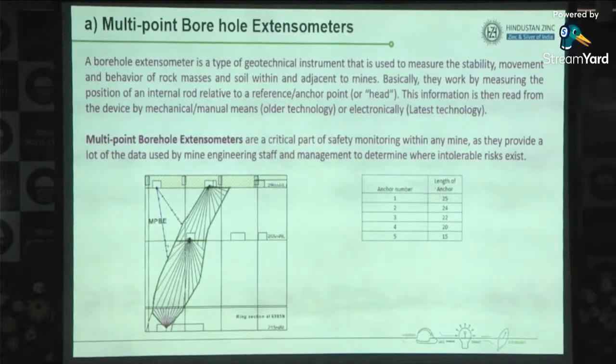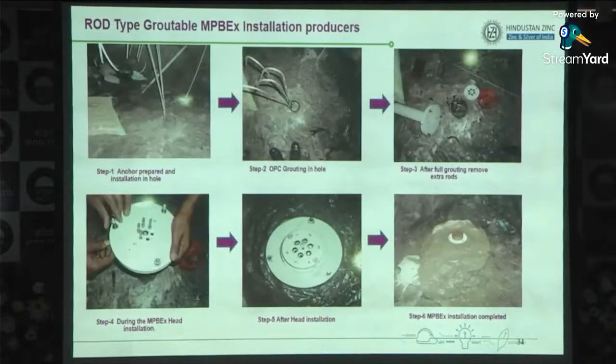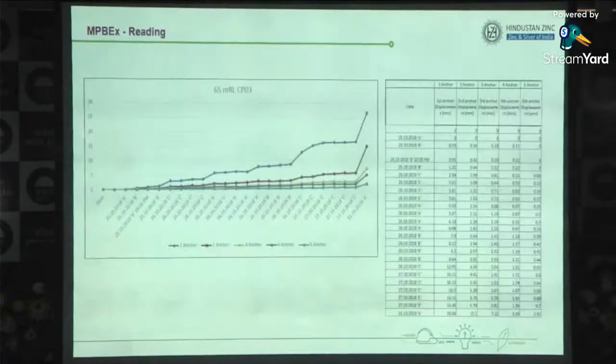If any deformation starts happening in the hanging wall, and only the first anchor shows movement, we can say the failure is very limited, up to only the first anchor. If all the anchors have movement, we can say there is mass movement and the whole stope is going to collapse. That kind of data we can get from the MPBX. This is a mechanical MPBX: we drill, we put anchors in, and then we install the head over it.